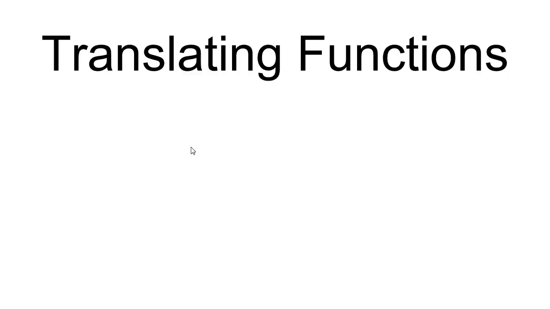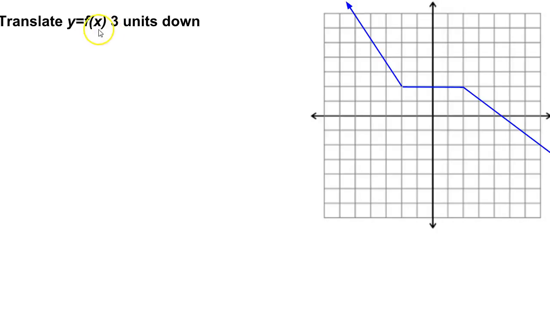So translating functions. Translate y equals f of x 3 units down. So here's our function. We need to translate this whole thing 3 units down. So, easiest way to do that is we're going to identify our key points. Where does it cross through, where we can find points? And we need to know where does it turn.